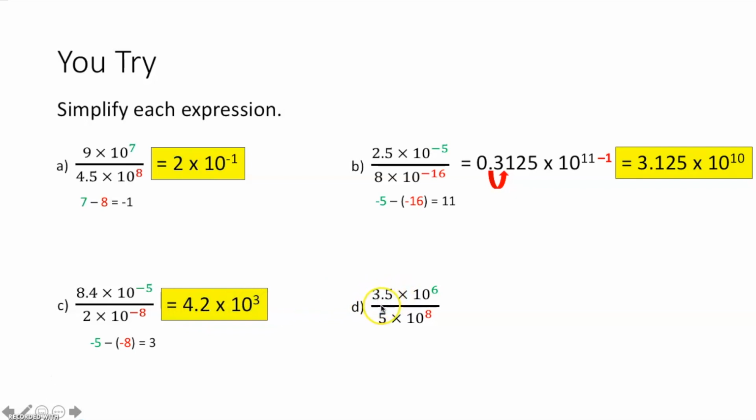Lastly, 3.5 times 10 to the 6 over 5 times 10 to the 8th. Divide the numbers in front, subtract the exponents. So here, our exponent 6 minus 8, that's going to give you -2. And then 3.5 divided by 5 is going to give you 0.7. So we get 0.7 times 10 to the negative second. This number is no longer between 1 and 10, so we have to move it one decimal place to the right, which means we subtract 1 from our exponent, and we end up getting 7 times 10 to the negative 3rd power.